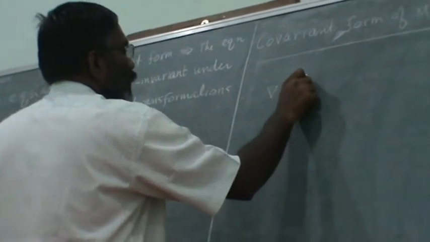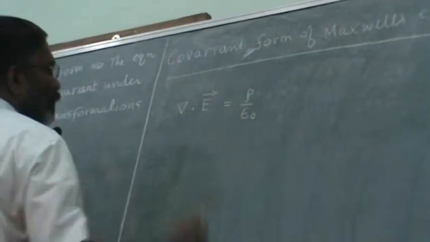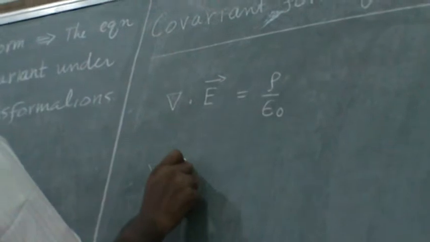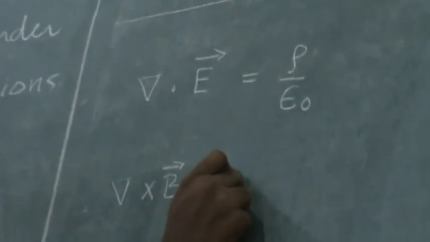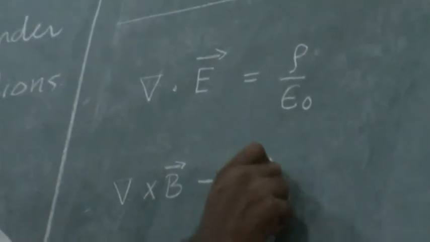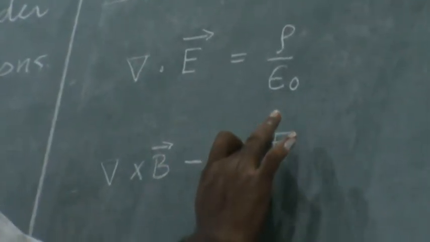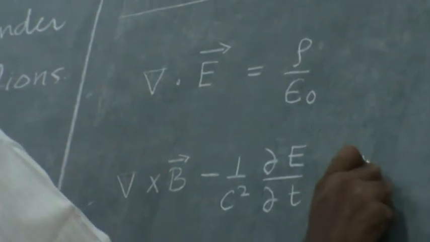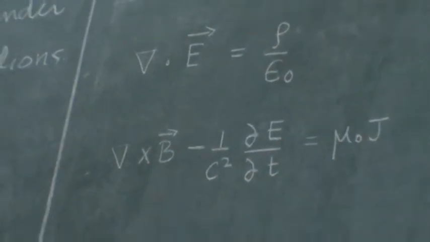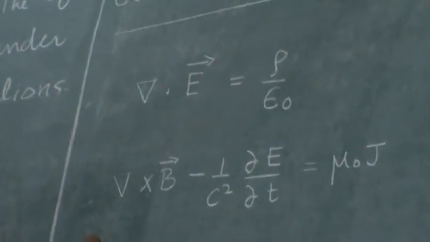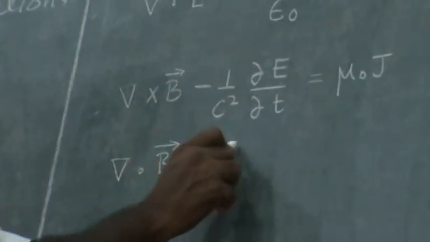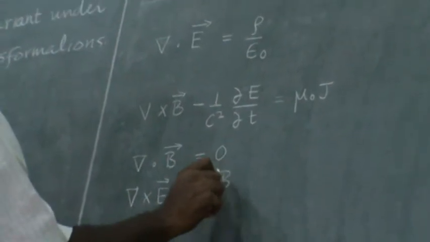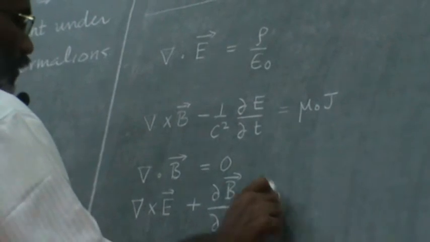Divergence of E is rho by epsilon naught. This is the Gauss law. And curl of B minus 1 over c squared times partial E by partial t is equal to mu naught times J. This is Maxwell's corrected Ampere's law. And del dot B is equal to 0. And del cross E plus partial B by partial t is equal to 0 is the Faraday's law.